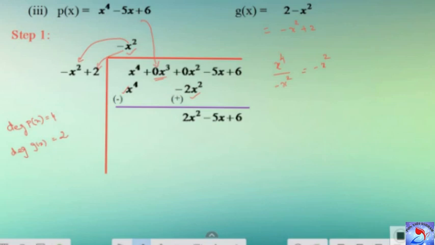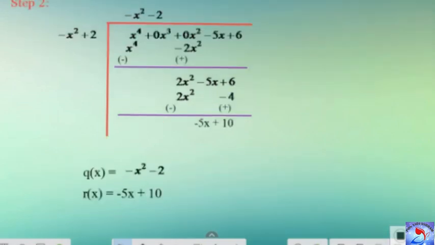x power 4 minus x power 4 gives you 0x power 4. We already have 0x cube, so let me write it here. And what about our x square here? It was 0x square plus 2x square, which gives you plus 2x square. And the remaining, I have two terms here, minus 5x plus 6. So I'm bringing those terms here. Writing it here, my 2x square minus 5x plus 6 is going to be your dividend for the next step. Let's continue this part on the next page.